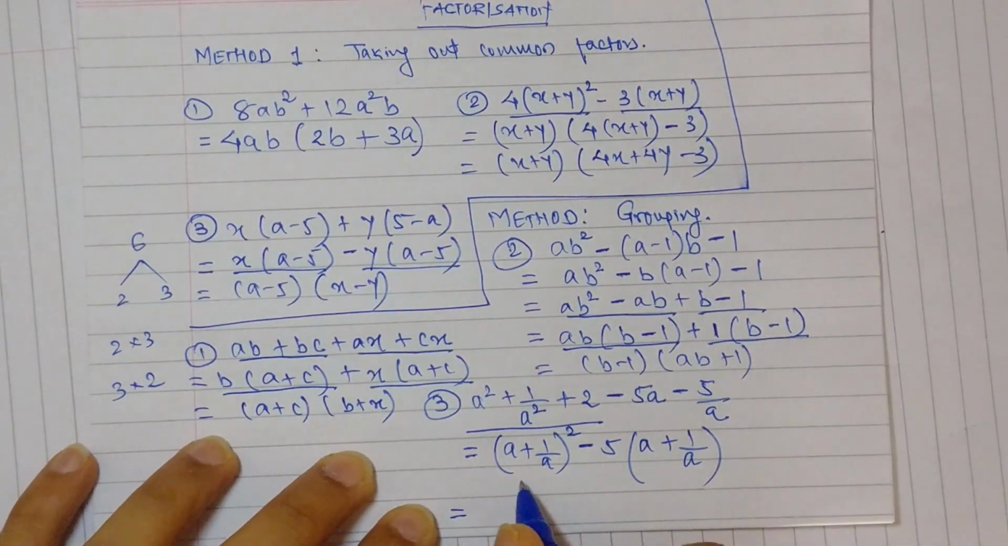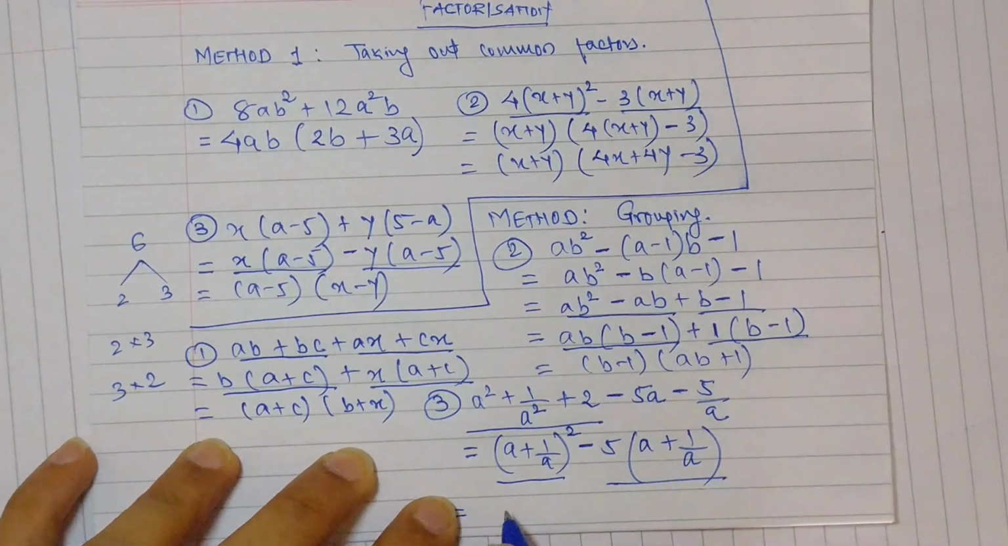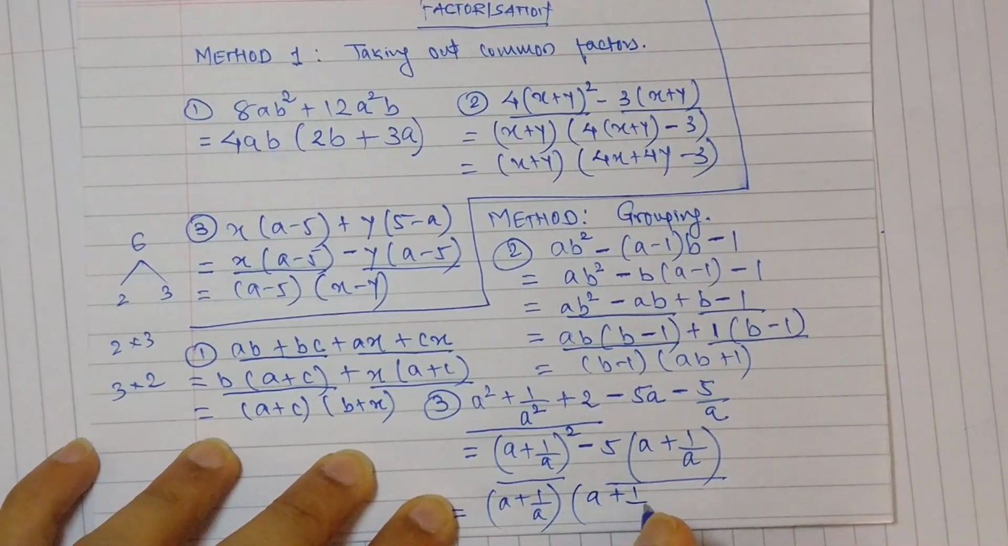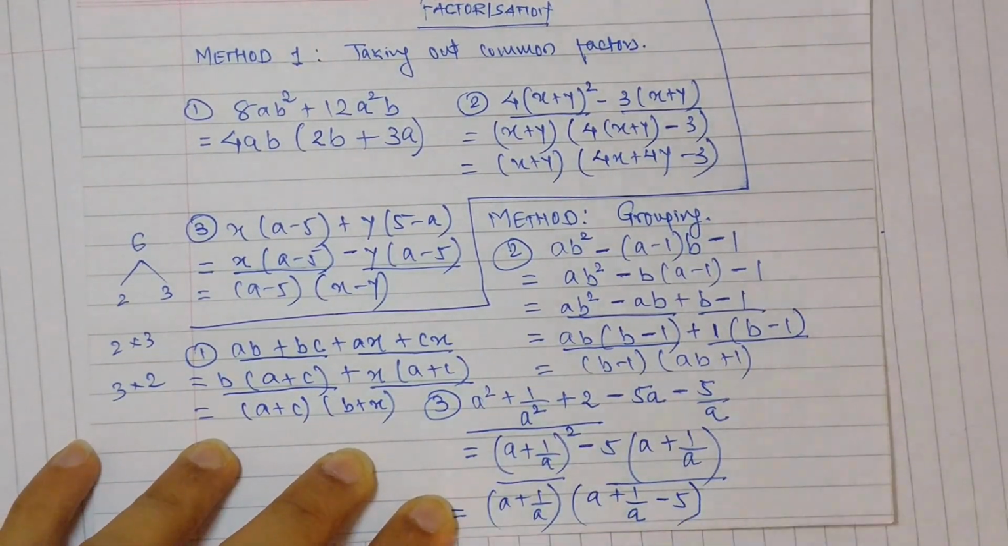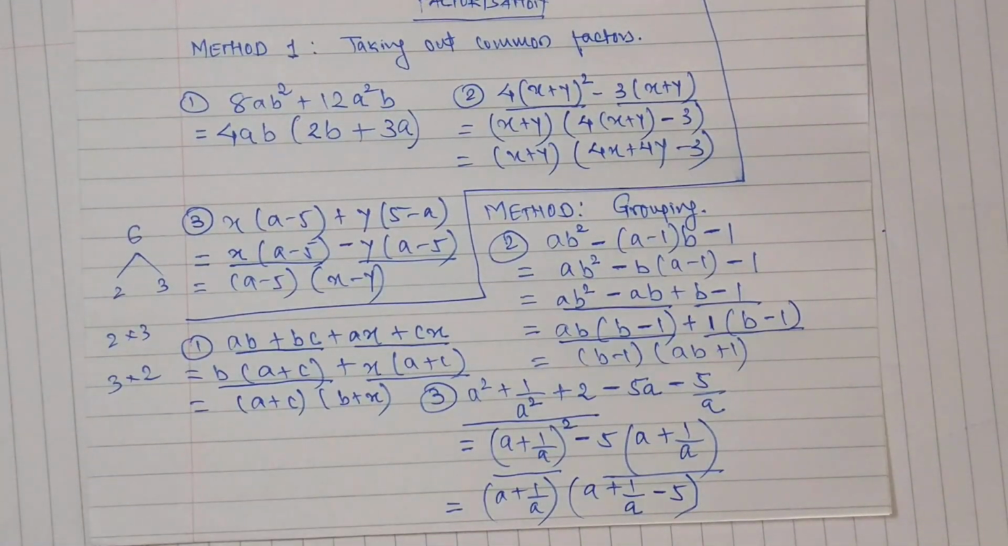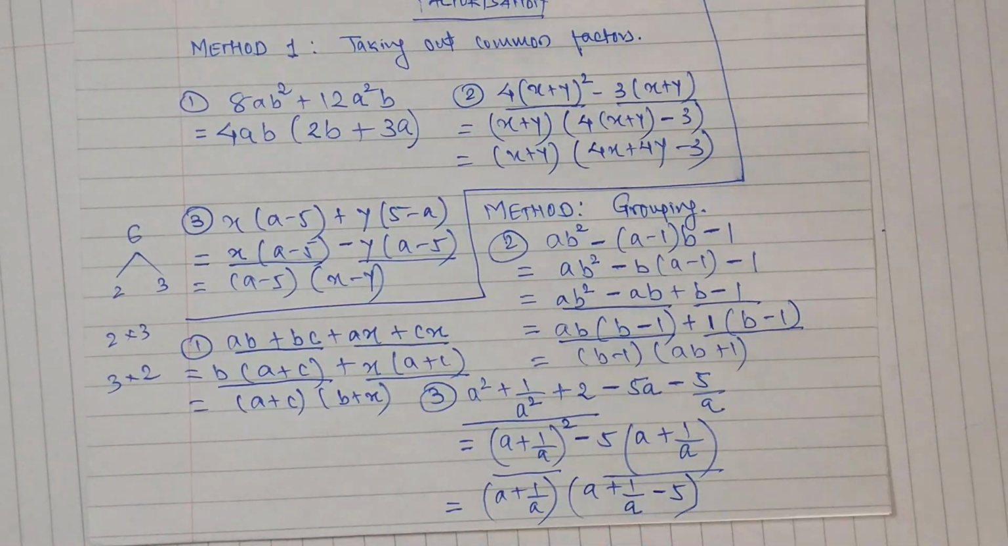Okay. What is common in these two terms? A plus 1 by a is common. What will be remaining inside? A plus 1 by a. Now a plus 1 by a from the second term already has gone out. So what will remain here? Minus 5. I hope you are getting this. These are the two factors, a plus 1 by a into a plus 1 by a minus 5. So this is the first part of factorization.